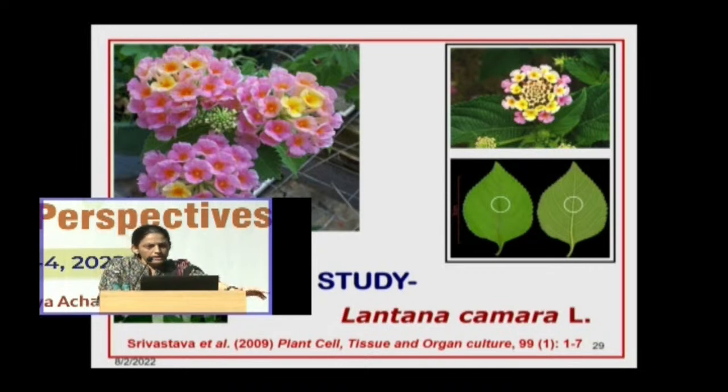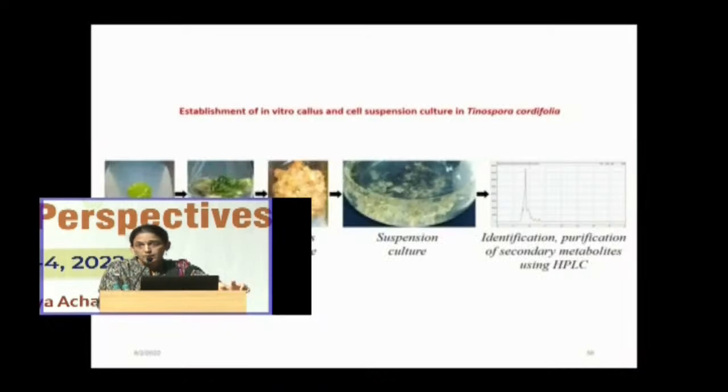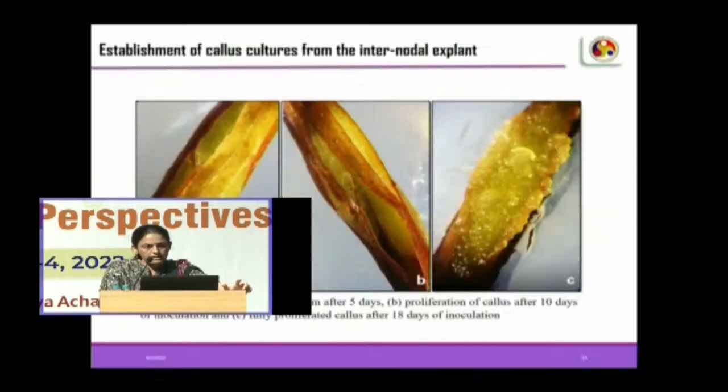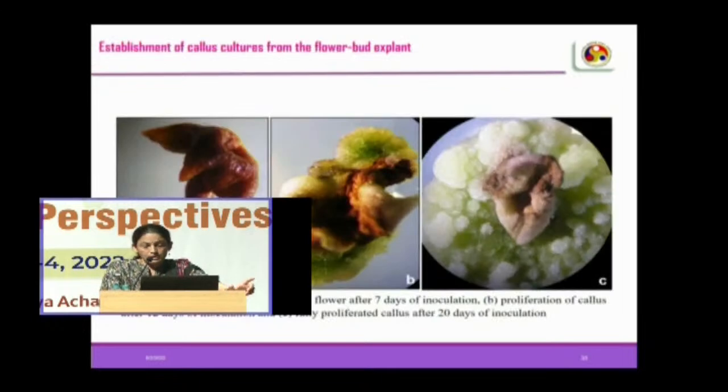So with that idea, we started working on this plant, and we utilized the flower and the leaf. This is the leaf disc from where we get the callus. This is the stem part, because twigs were used, so we thought something might be there in the stem. The callus is produced, and this is from the leaf and the flower.